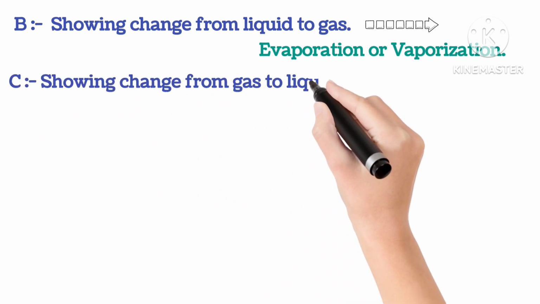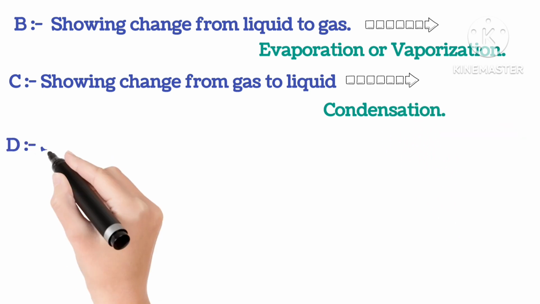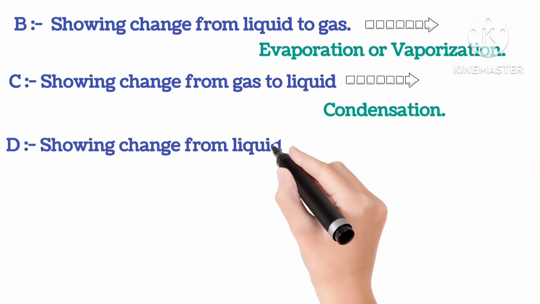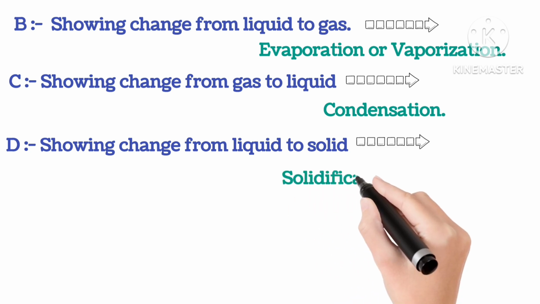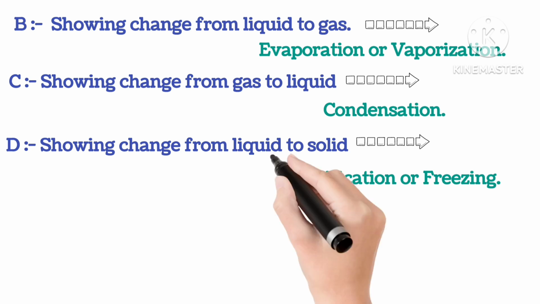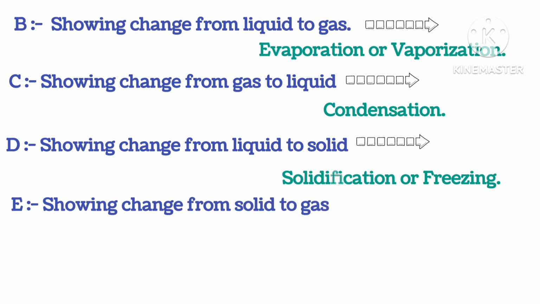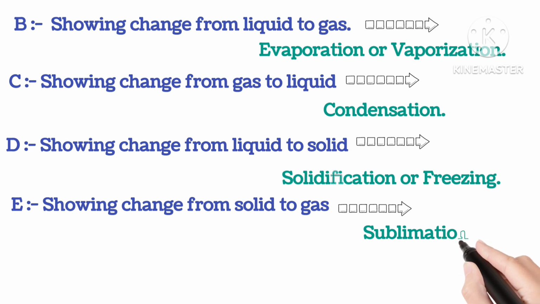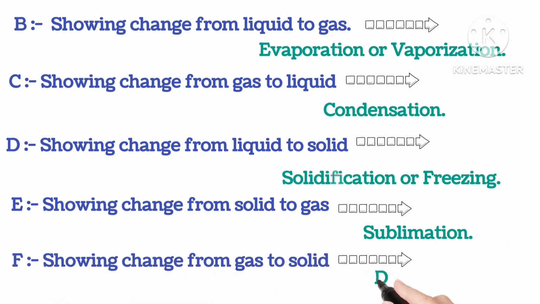C is showing change from gas to liquid. So this is known as condensation. D is showing change from liquid to solid. So this is known as solidification or freezing. E is showing change from solid to gas. This process is known as sublimation. And F is showing change from gas to solid. This process is known as deposition.